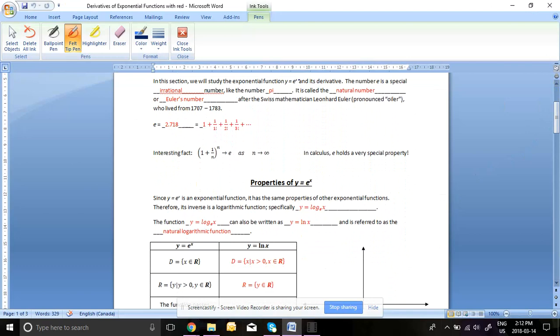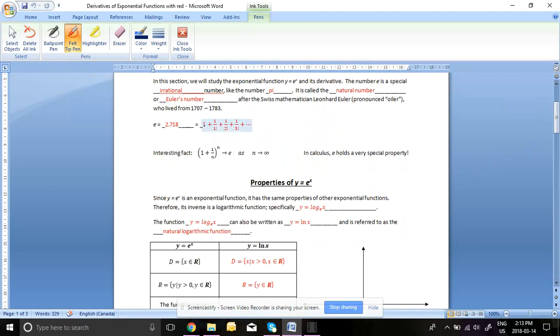The number e is a special irrational number, kind of like pi. Okay, so pi is irrational because it has decimal places that go on forever. It has a special property. And e is called the natural number or Euler's number. It's named after the Swiss mathematician Leonhard Euler, who lived in the 1700s. So e is actually the number 2.718. Well, that's the estimate to 3 decimal places.